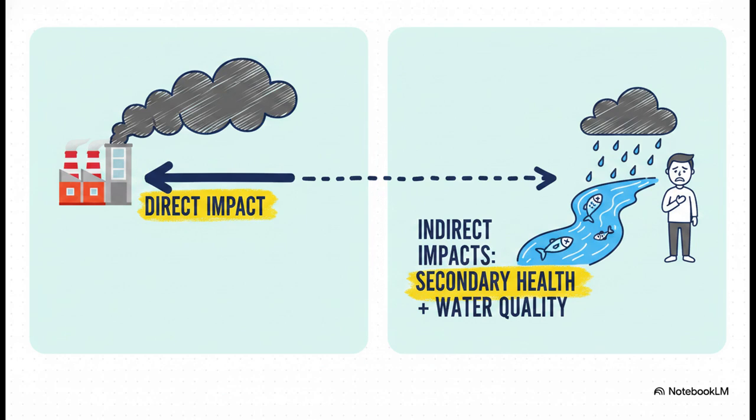Indirect impacts, though, sneak up on you through secondary processes. Think of indirect impacts as the health issues a local community might face 5 years down the line because that factory slowly altered the local water quality.